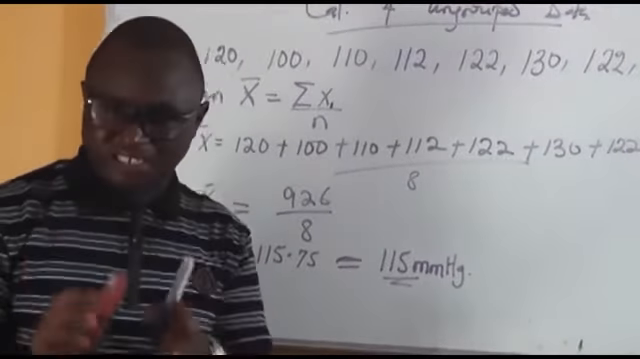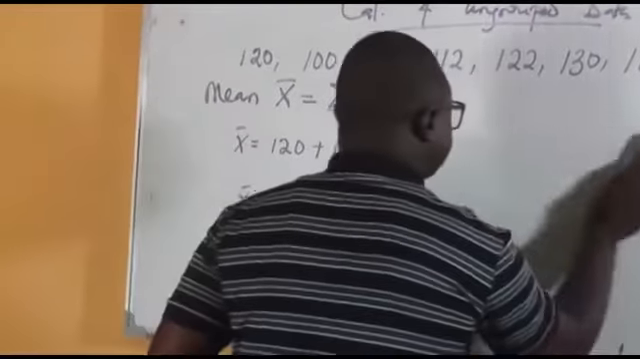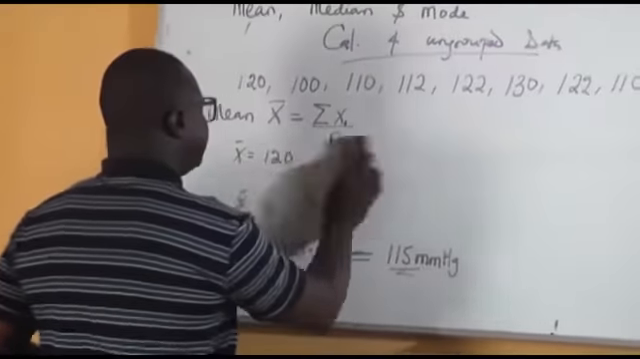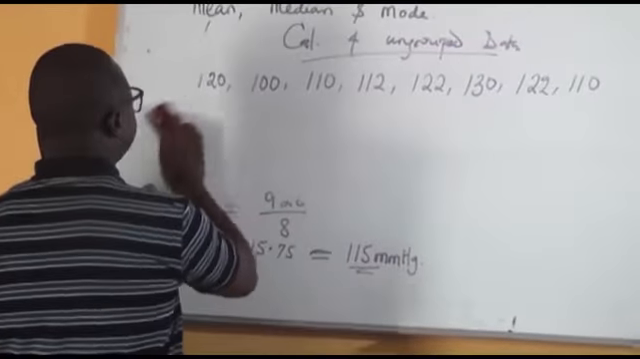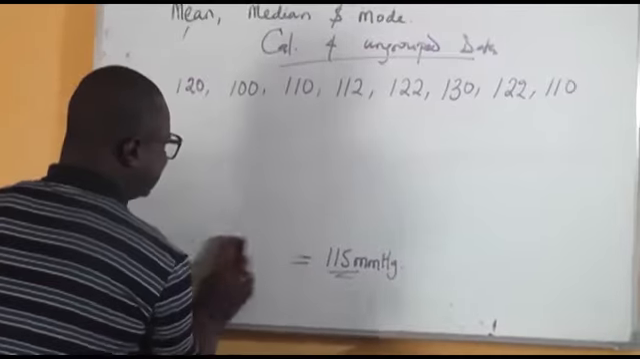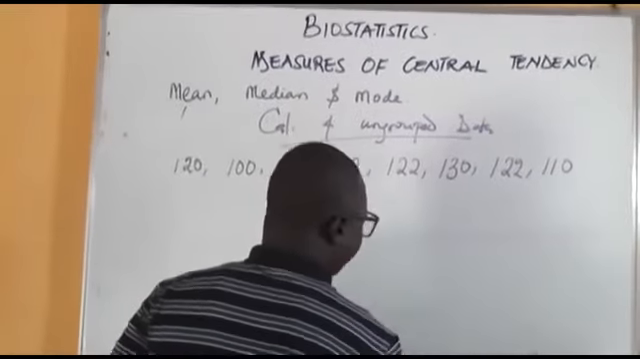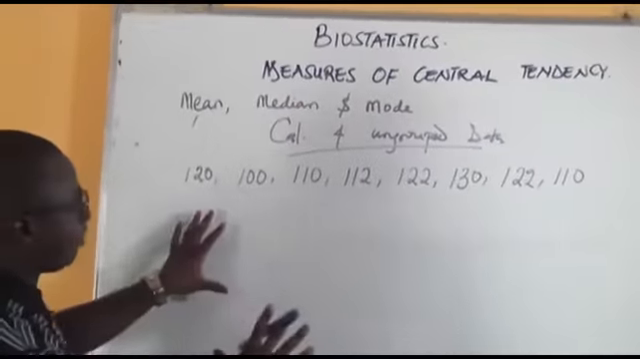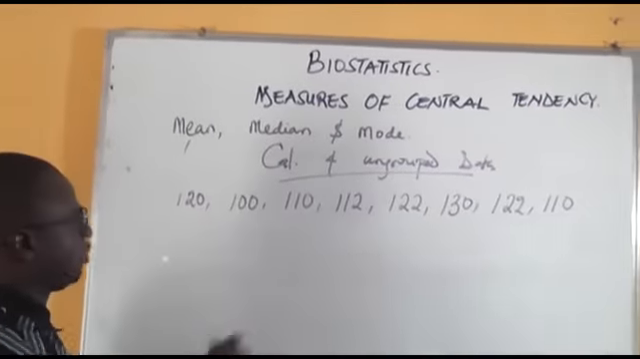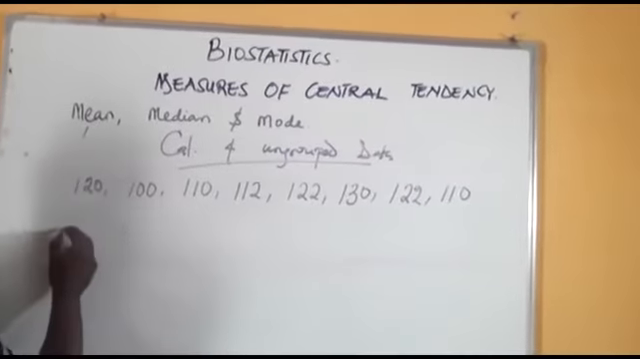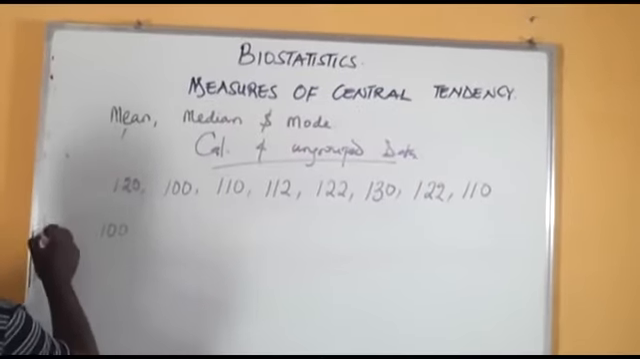You need to rearrange the data, right? So the first thing you do to calculate median is arrange these numbers either in ascending or descending order. Very, very important. So you start from the least number to the greatest. The least number here is 100. I'm trying to rearrange them now.